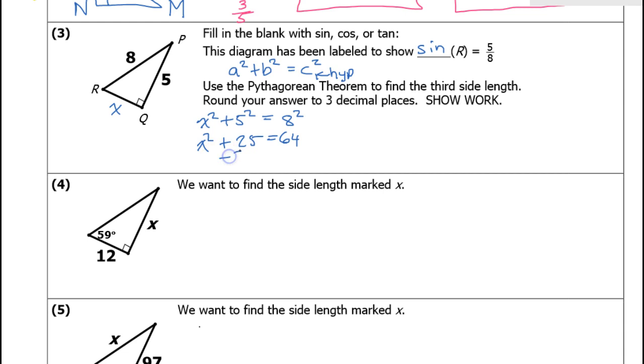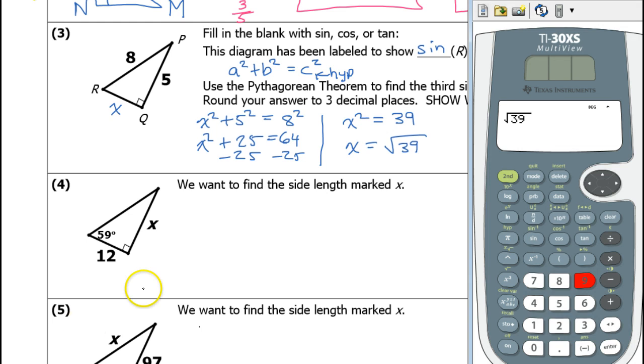And then we will subtract 25 from both sides. That gives us x squared is equal to 39. Then if we take the square root of both sides, we get x is equal to the square root of 39. Now they told us to round our answer to 3 decimal places, so that means we need to use a calculator. So that's 6.245. The next number is a 9, so got to round up. 6.245.